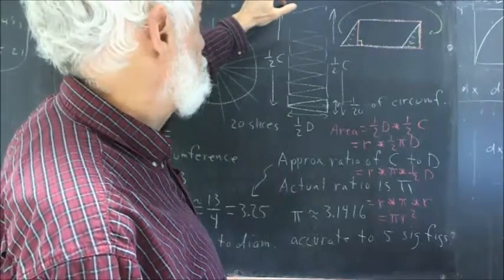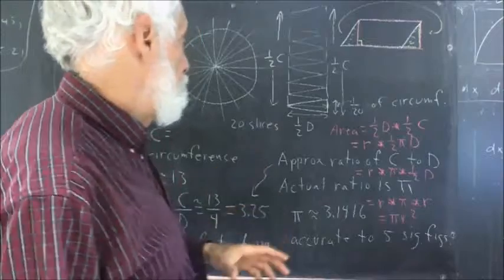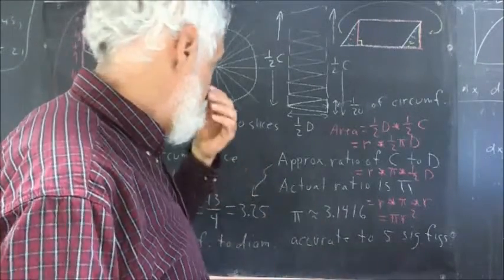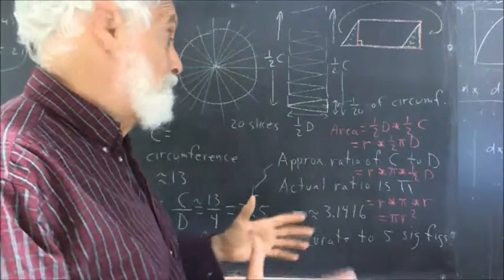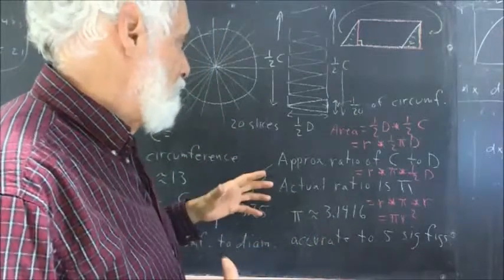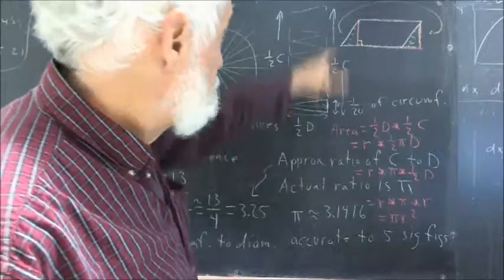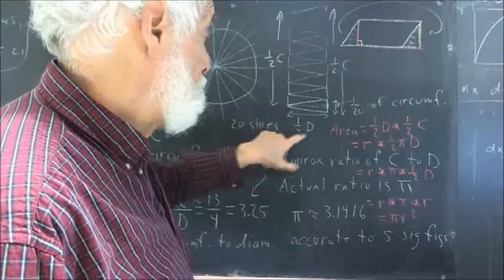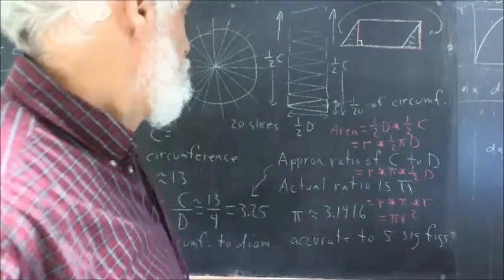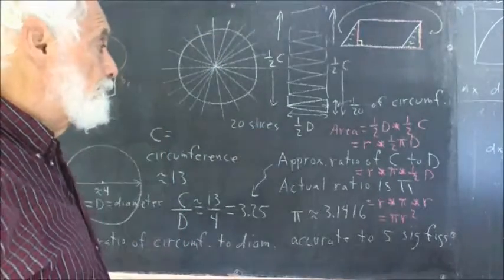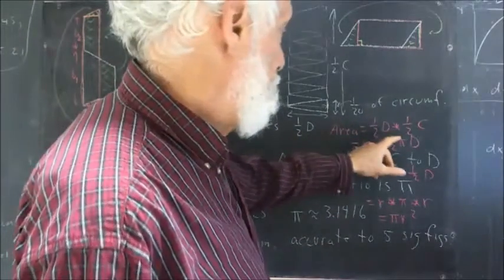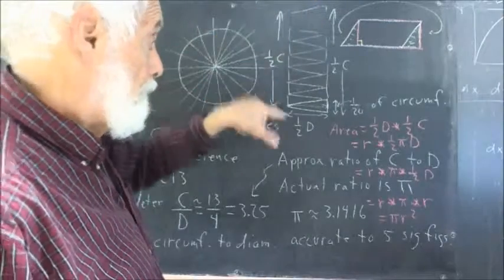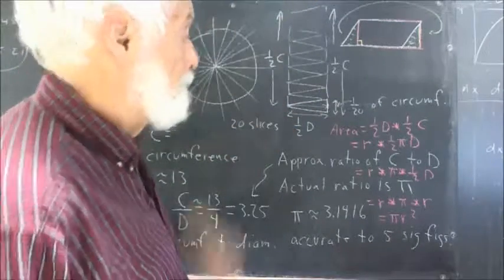And if it's not as close as you want it to be, then you can cut it up into 1,000,000,000 slices. Cut it up into as many slices as you want. And the limit, as you cut it up into a number of slices that approaches infinity, this does approach a perfect rectangle with dimensions 1/2 the circumference times 1/2 the diameter. So the area of the circle turns out to be half its diameter multiplied by half its circumference. Right there it is. Half the diameter by half the circumference.